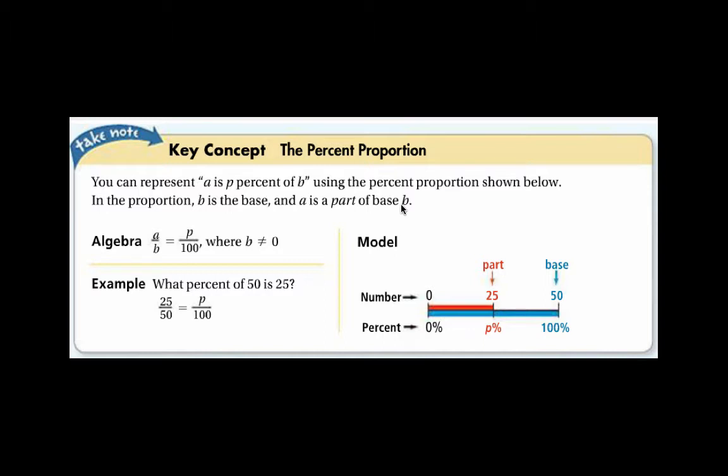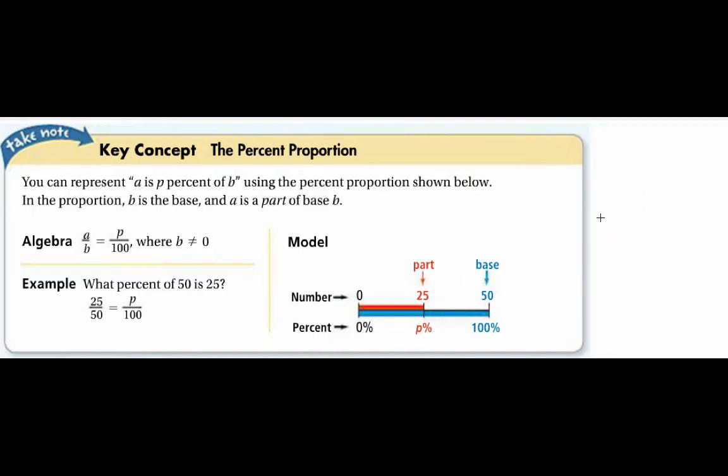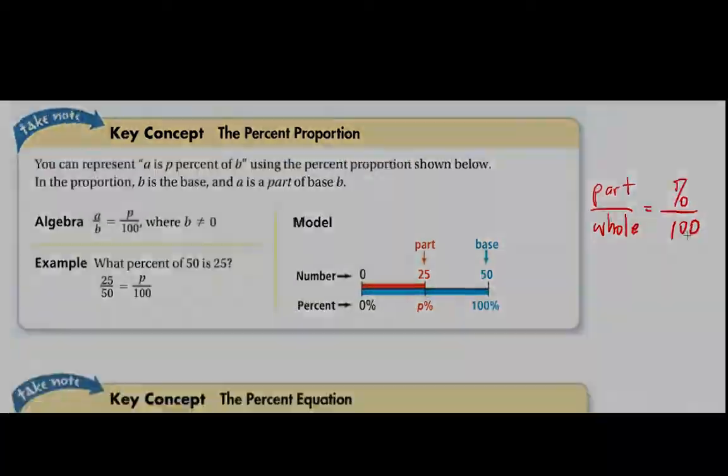Then we have an example there. What percent of 50 is 25? And they show you how you would set that up. A way that I always remember this is, I'm always going to do part over whole equals percent over 100. And remember, we always know that a percentage is out of 100. We can have percentages that are over 100%, and percentages that are less than 100%.